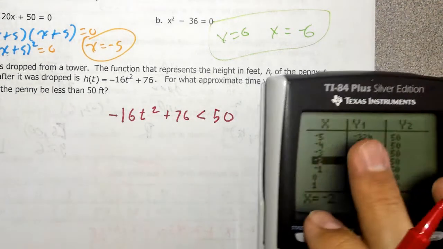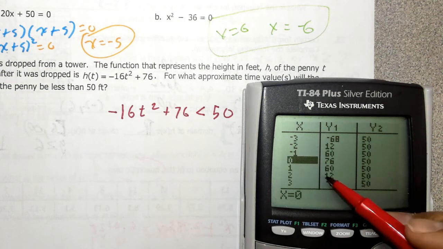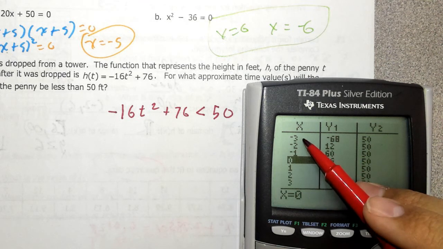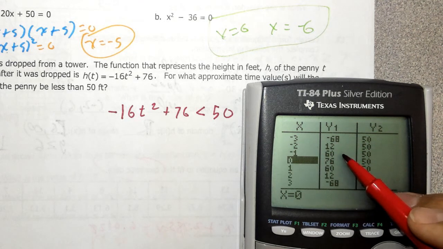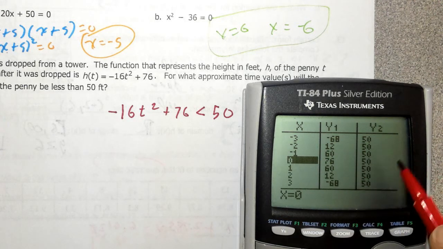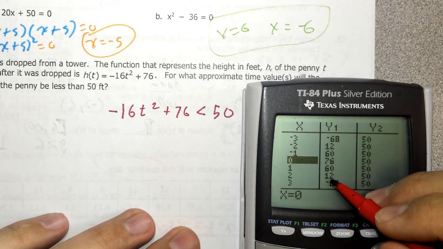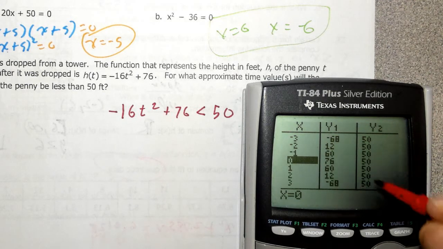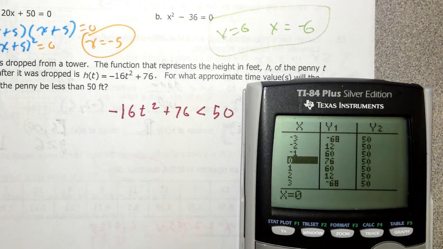Now, in a real situation, we're typically always going to start at 0, because it's not going to make sense for me to say the penny after negative 3 seconds is going to be less than 50, or negative 2 seconds is going to be less than 50. It doesn't work that way. So what we have to figure out here is everything after about 2 to 3 seconds is going to be less than 50, because 60 is greater than, 12 is less than. So between 1 and 2, it changes. So we're actually going to have to go ahead and solve this to find the exact value.